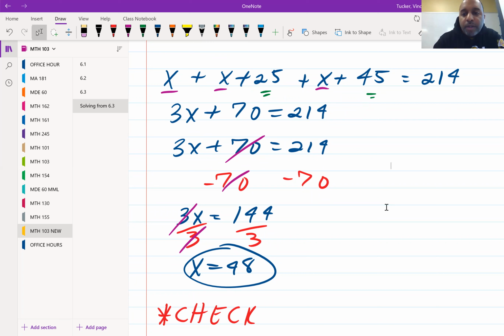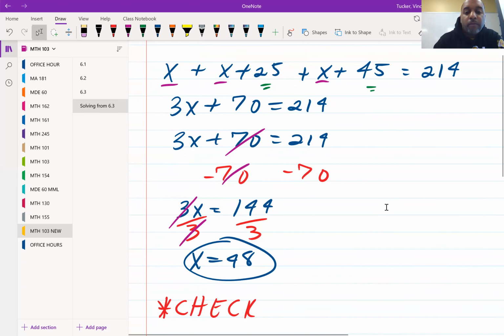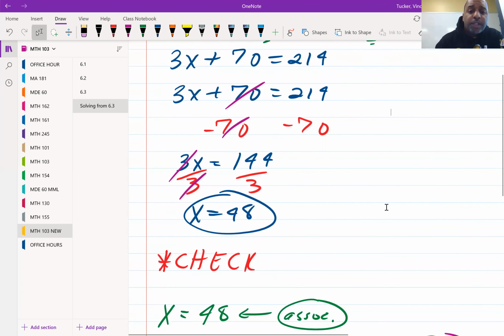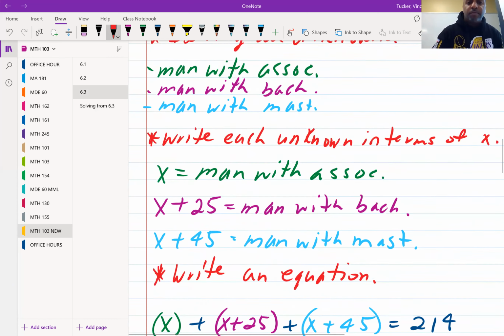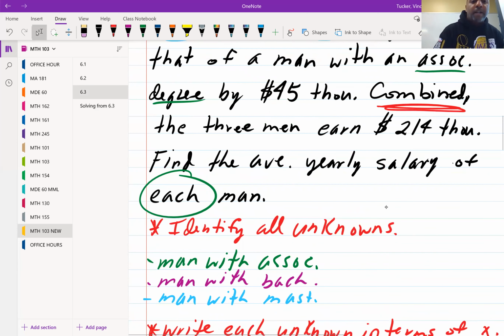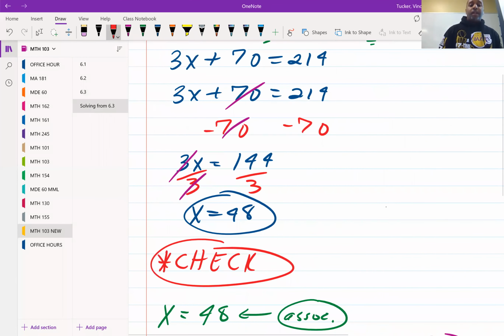Any problems before we go to our final step? Make sure we're okay. All right, so now we want to check. And this is important because even if we get our answer correct as far as solving is concerned, we may not have fully answered the question. If we go back to the problem, it says find the average yearly salary for each man. So if I put in 48, it's going to mark it wrong because all I gave was one answer.